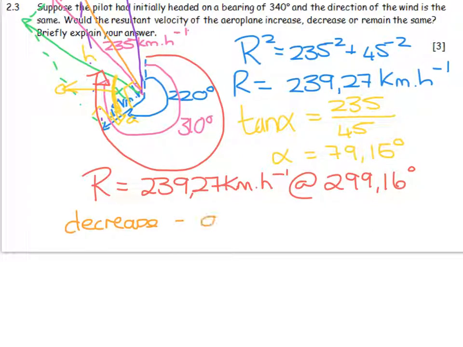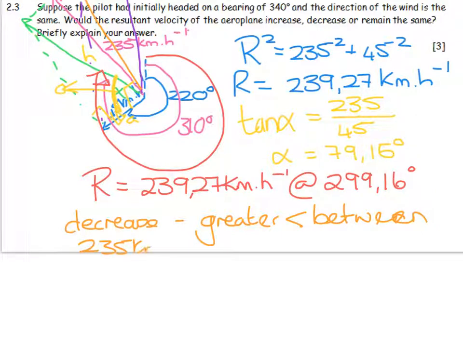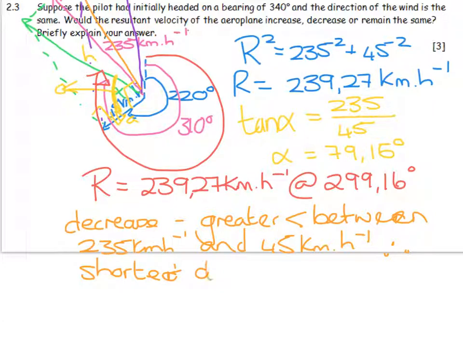There is a greater angle between the 235 kilometers per hour and the 45 kilometers per hour, and therefore a shorter diagonal. And what is the diagonal? It is the resultant.